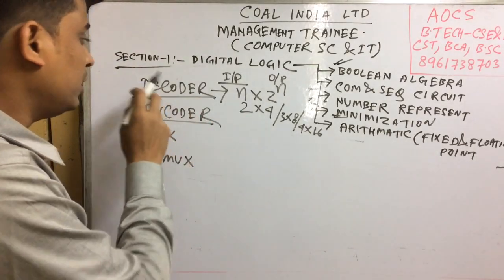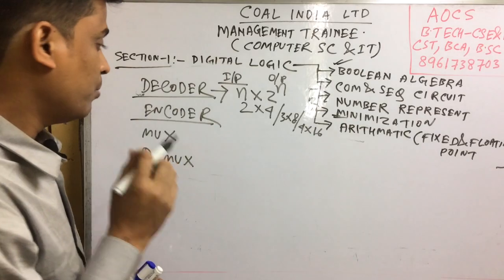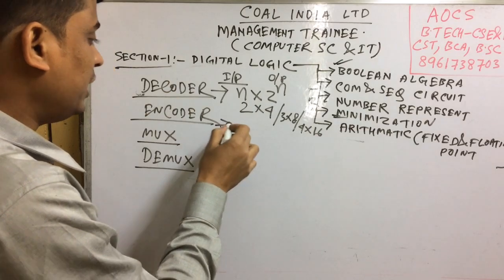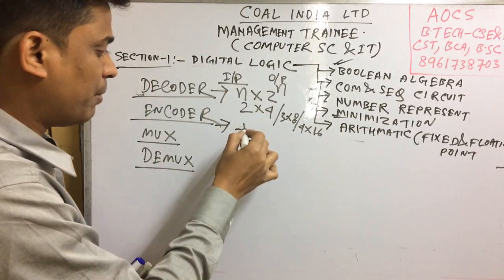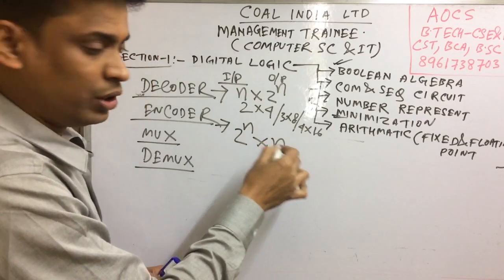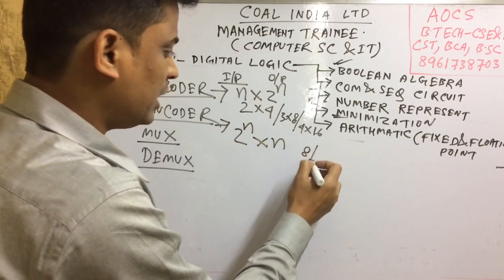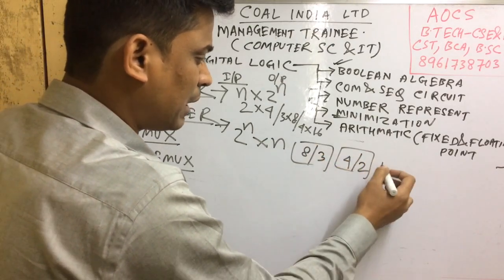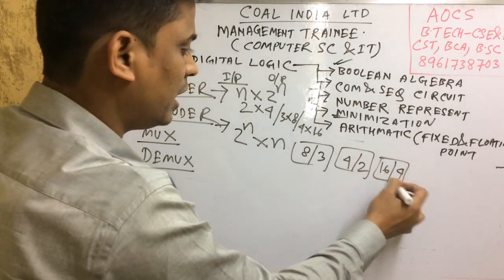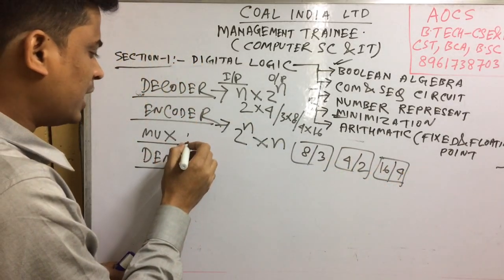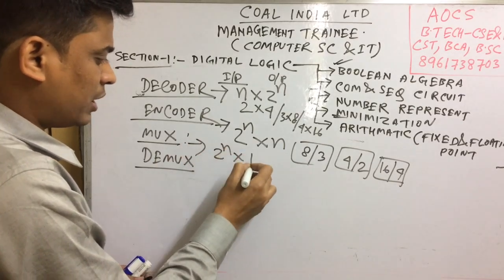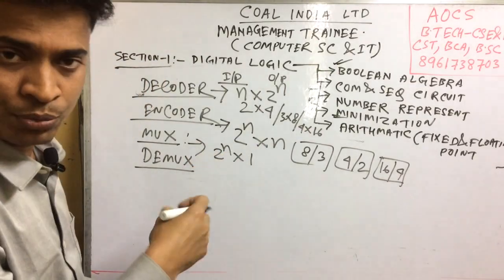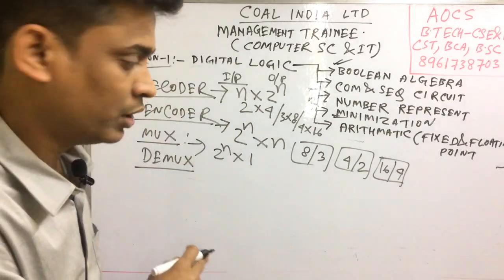You must know the application of decoder, encoder, multiplexer and demultiplexer very well. The encoder is the opposite of the decoder, it accepts 2 to the power n inputs and produces n outputs. So if you supply 8 inputs then output will be 3, if you supply 4 inputs output will be 2, if you supply 16 inputs then output will be 4. This is the example of an encoder. In the mux, 2 to the power n into 1, you provide any number of inputs, try to provide power of 2 inputs, and it produces only one output.